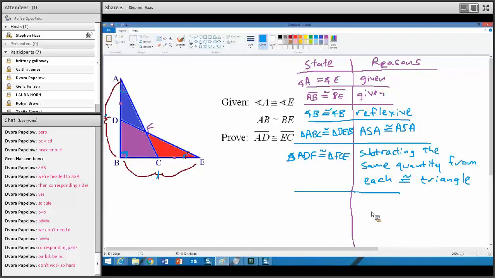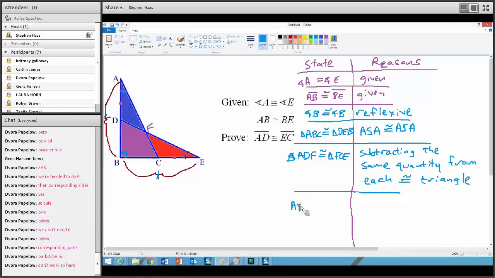And so once we have that, now that we've got these two triangles, we can now get what we're looking for. We can now get AD is congruent to CE, and this is based on corresponding parts. Because this and this are corresponding parts of congruent triangles.